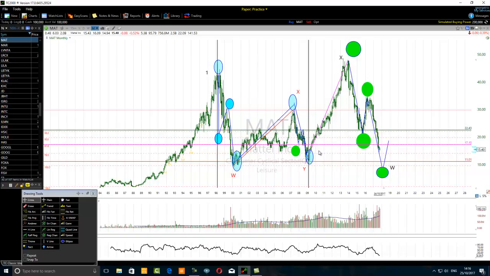So here it is, a complex, prolonged correction. The WXY wave pattern is completed. We say there is a possibility that we have a new trend. Here it is, it didn't break above it. So you will be able to trade this one, which is okay.